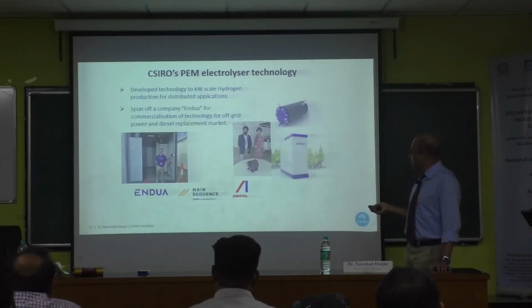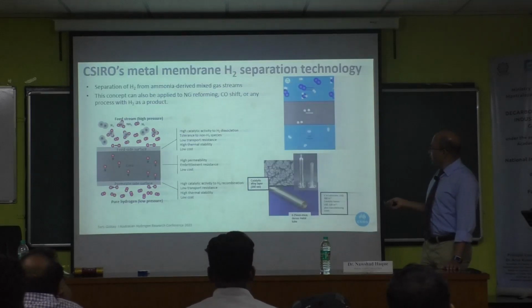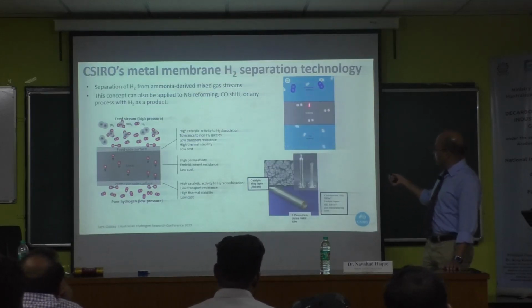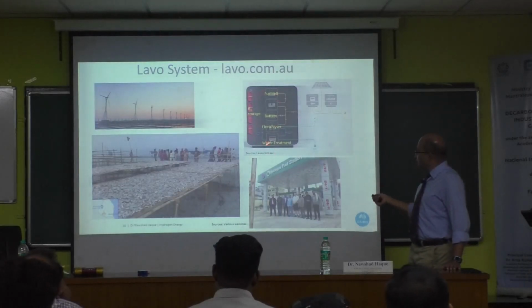I think I'm moving fast. This is one of our technologies in Europe. They're commercializing a 100 kilowatt system now. That's what I was talking about. You can get ammonia and hydrogen, the gas goes through, and then you can take out pure hydrogen. It's a membrane process.